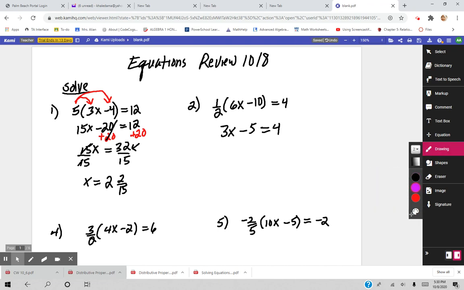Okay, let's start by removing a minus 5 by creating a zero pair here. Add 5, add 5. Okay, so these will cancel, giving us 3x equals 9. Divide both sides by 3, and x equals 3. Okay, let's keep going.